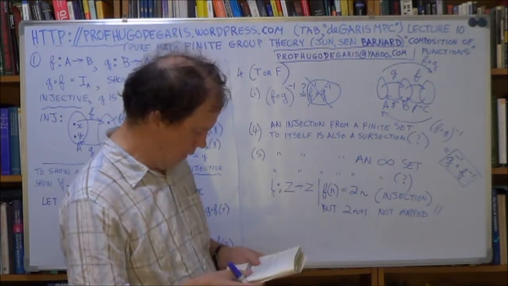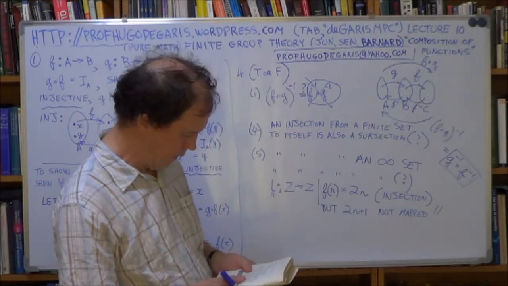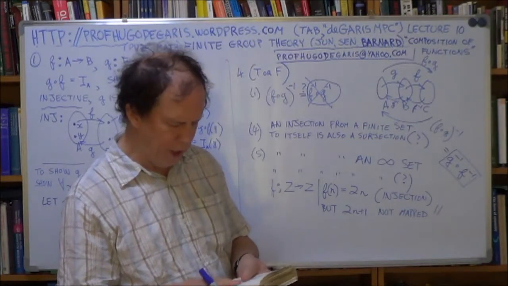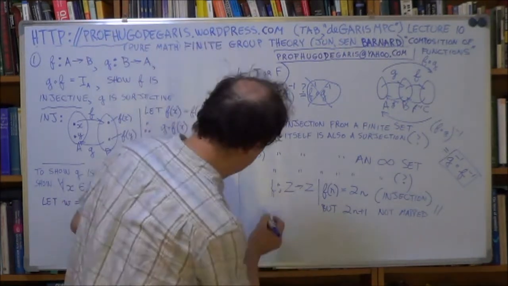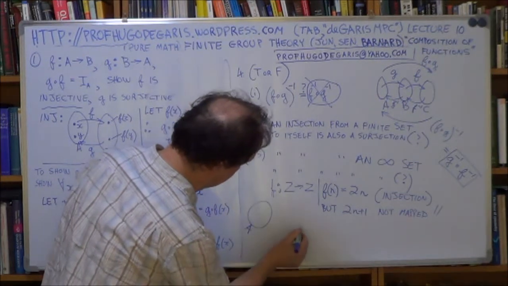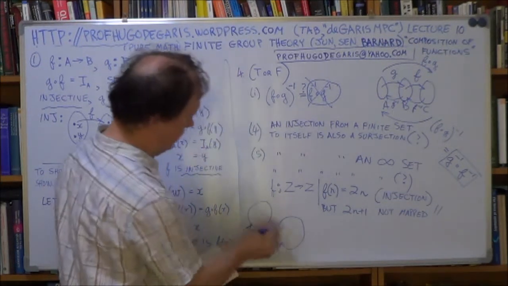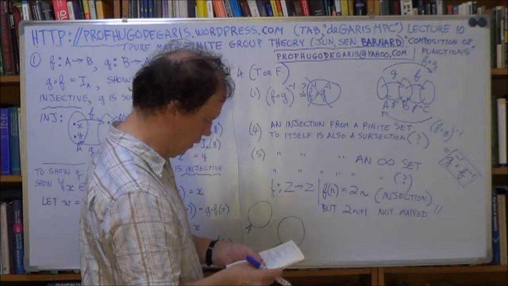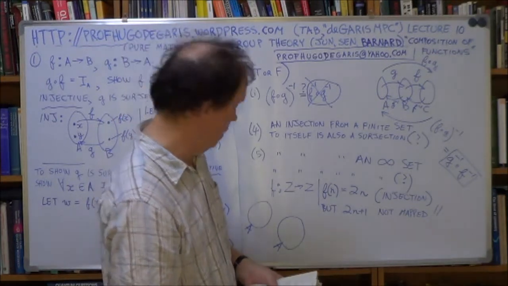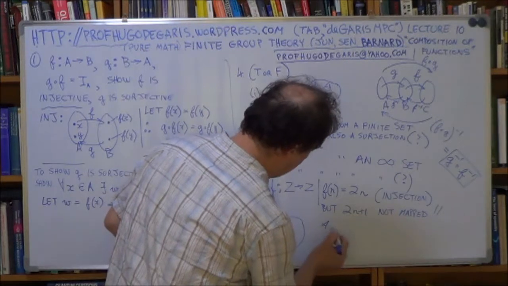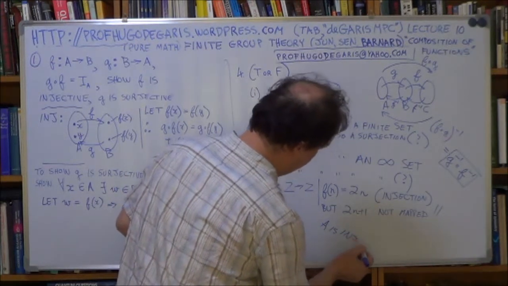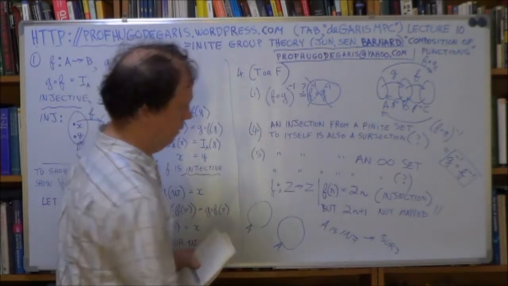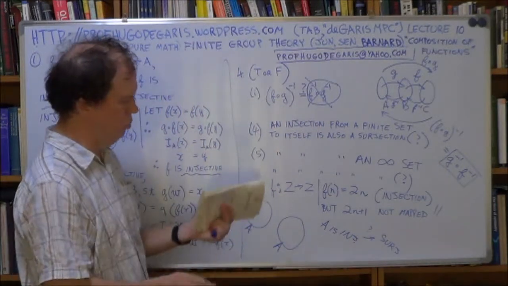Okay, 4 said, now true or false? Question 4 is: an injection from a finite set to itself. Finite set, so let's say this set, and you're mapping to itself. An injection from a finite set to itself is also a surjection. So A is injective. Show that it's surjective. Is that true or false?